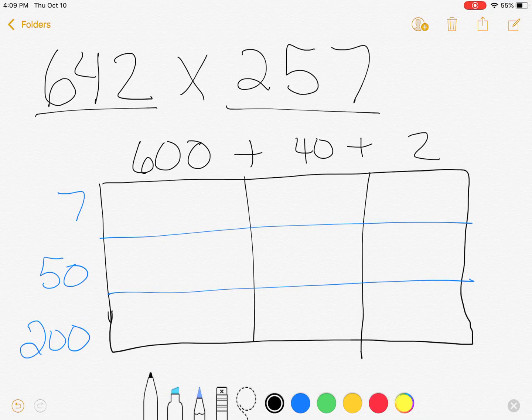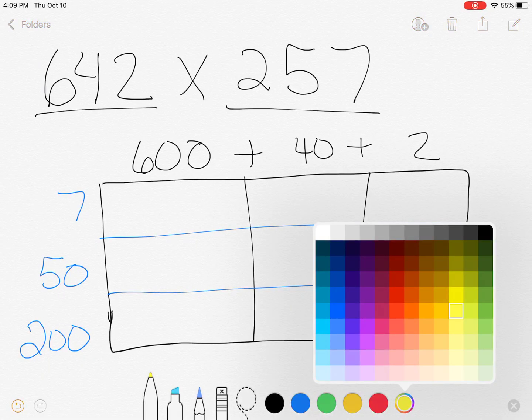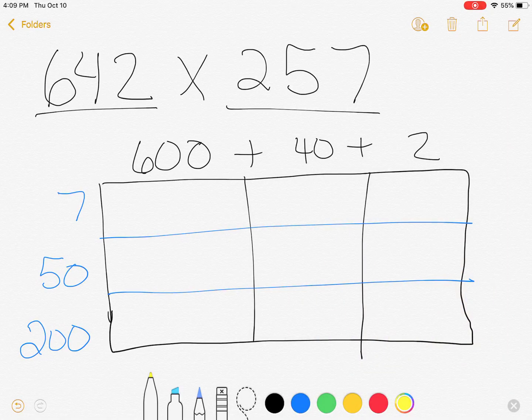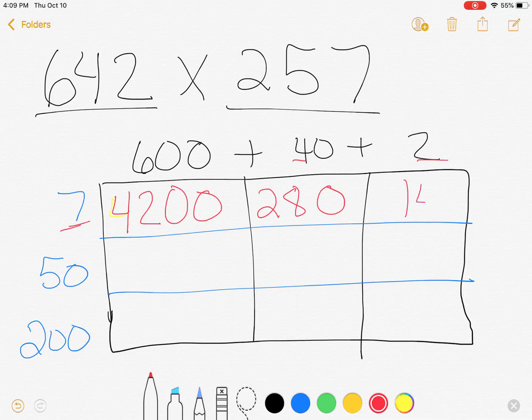Okay, let's pick a different color. Red? Yeah, red. Okay, 7 times 6. 42. Plus the 2 zeros. And then 7 times 4. 28, plus the 1 zero. And 7 times 2. 14, plus no zeros.